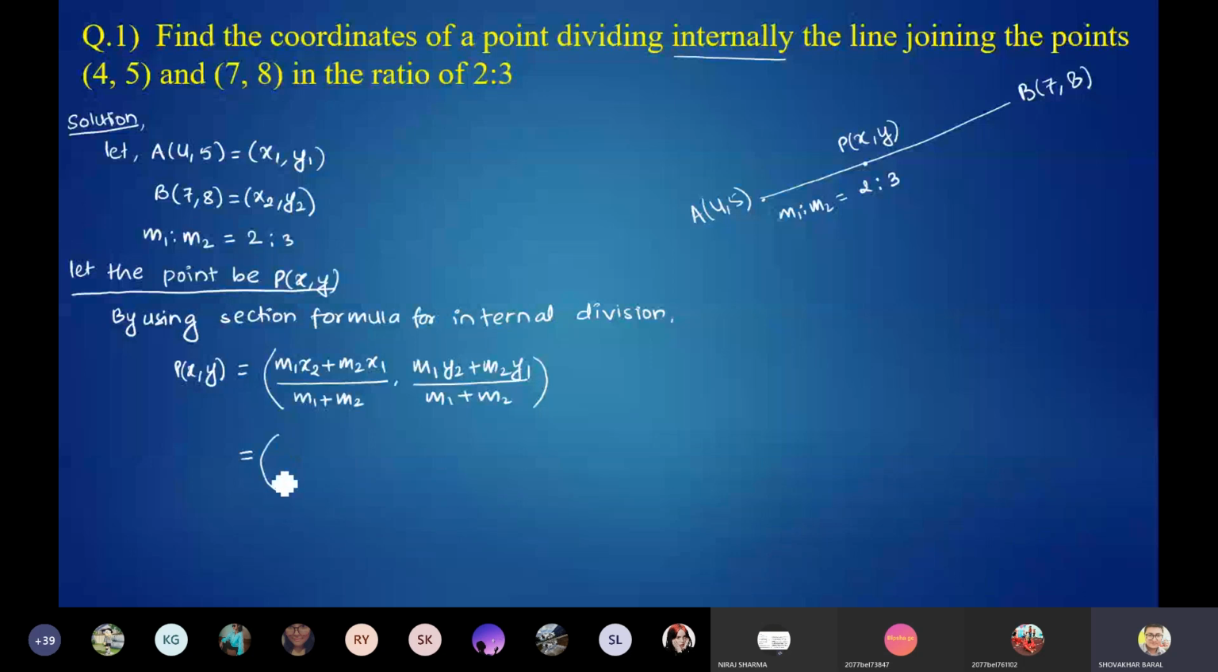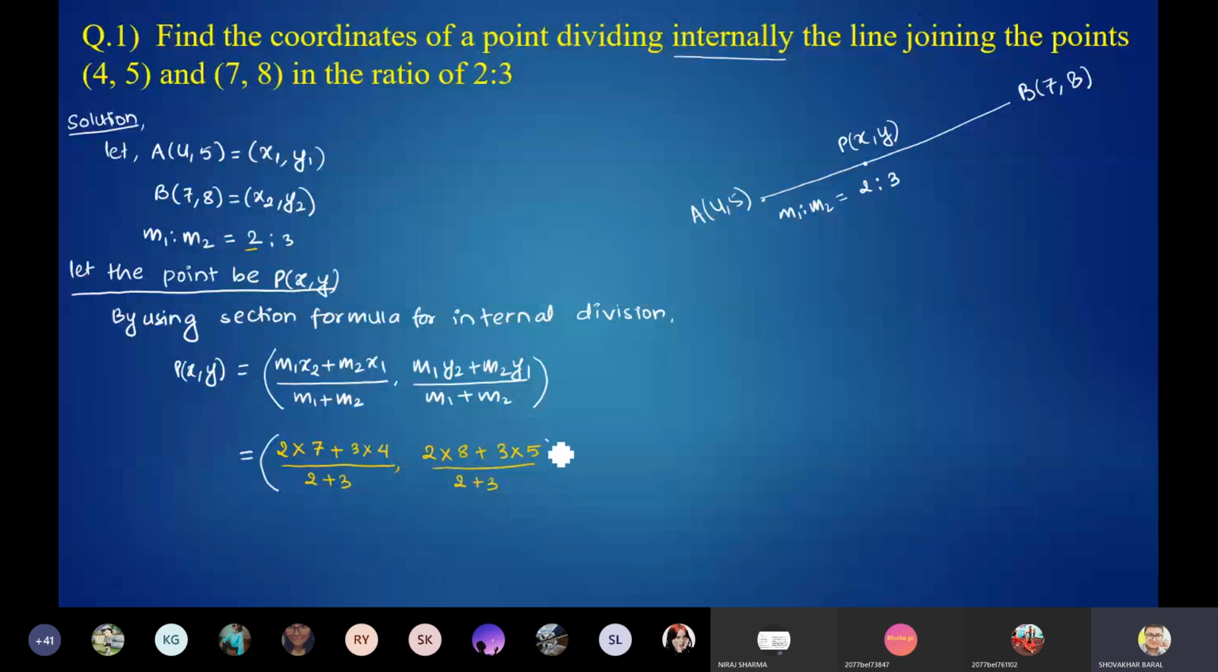Let's replace the values now. Here, what is the value of M1? See, it is 2. Okay, so let's replace the values. 2 times x2, which is 7, plus M2, which is 3, times x1, which is 4, whole upon M1 plus M2, 2 plus 3, comma M1 is 2 times y2, which is 8, plus M2, which is 3, times y1, which is 5, upon 2 plus 3.